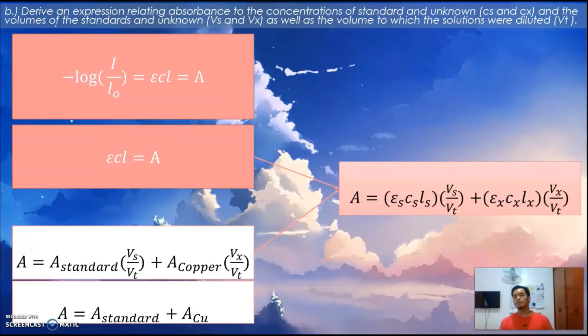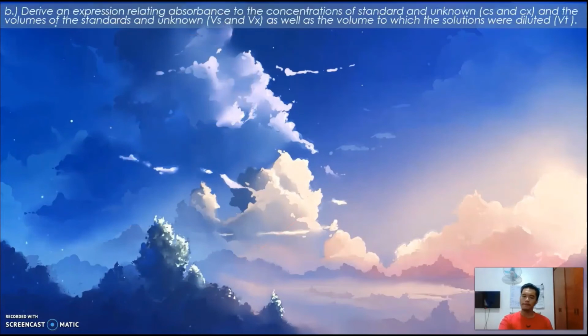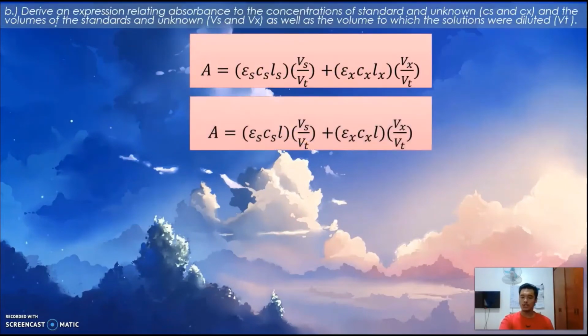Since we know that absorbance has a formula of epsilon times concentration times pathway, we can just substitute the A formula in the A variables of the standard and the copper, thereby having this expression: the total absorbance equals the epsilon, concentration and pathway of the standard times its dilution factor, plus the epsilon, concentration and pathway of the unknown copper solution times its dilution factor. Let's further simplify. So we have this expression.